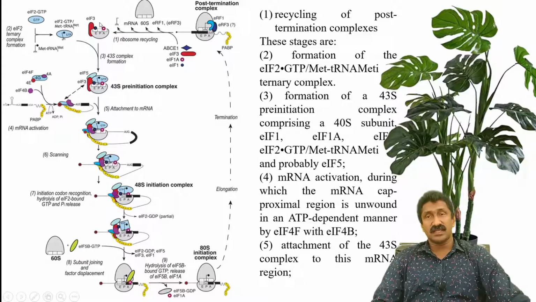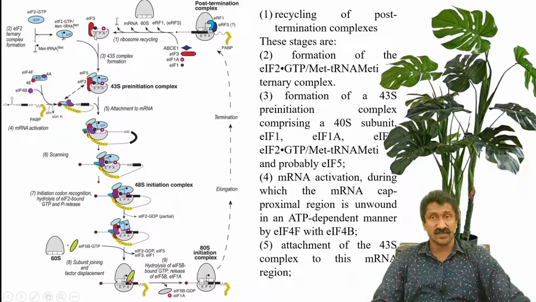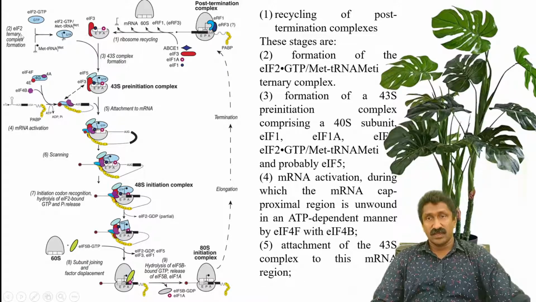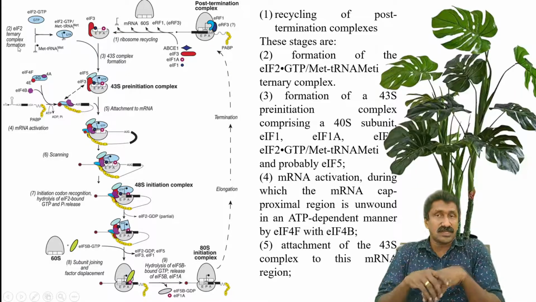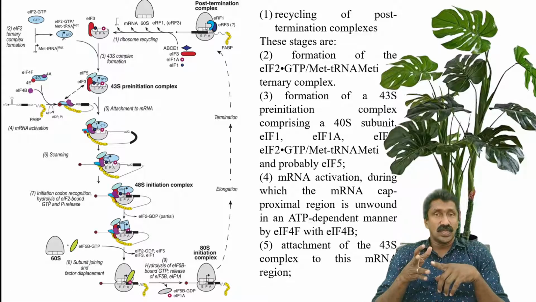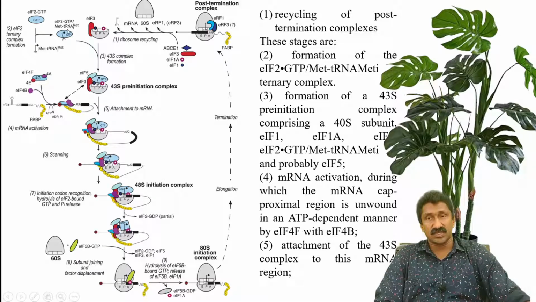So the smaller subunit of the ribosome is available for binding of eukaryotic initiation factor 3, which starts the initiation process. This is the smaller subunit with the E, P and A sites, bound with eukaryotic initiation factor 3. Here we have the second stage in which eukaryotic initiation factor 2 forms a ternary complex. As we mentioned, the ternary complex includes eukaryotic initiation factor 2, GTP, and charged methionine tRNA. So that ternary complex is formed in this stage.